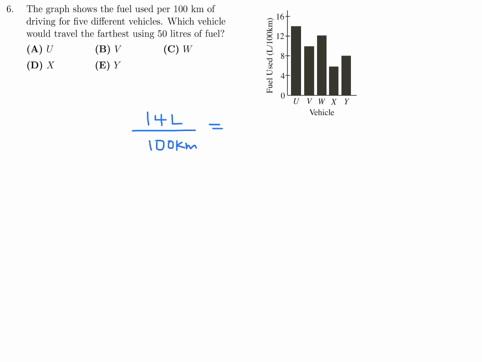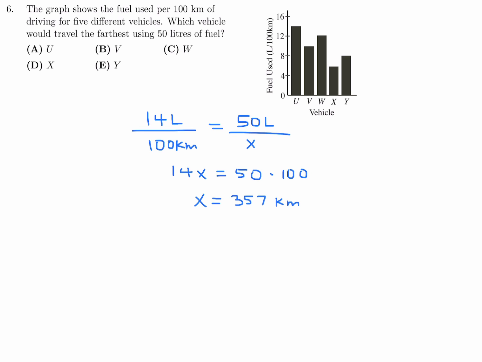And the question is saying 50 liters. So we have to figure out for the same kind of ratio, what would be the distance? We don't know, so that's what we're trying to figure out. First, let's do it for this one and see what we get. Cross multiplying, you would get 14x is equal to 50 times 100, and therefore x is approximately 357 kilometers.